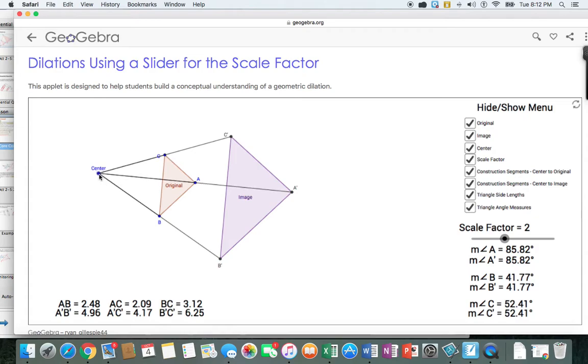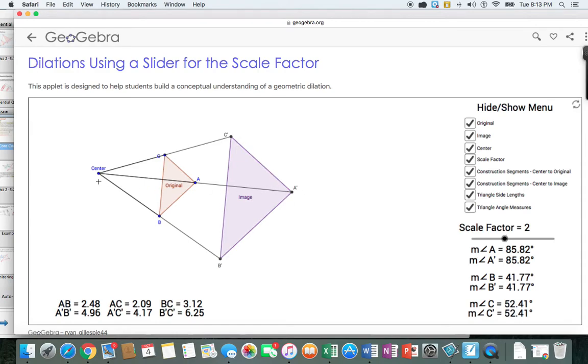Scale factor of 2 means that the distance from the center to the new location is twice as long as from the center to the pre-image. Center to the image is twice as far as center to the pre-image. Now what's interesting is when these triangles are compared, the angles from the pre-image to the image remain the same. But take a look at the lengths. The length of this side, AB, compared to A prime, B prime. Notice it's twice as much. So the scale factor really affects the lengths of the sides and how they correspond.